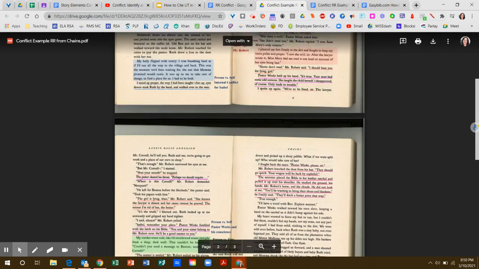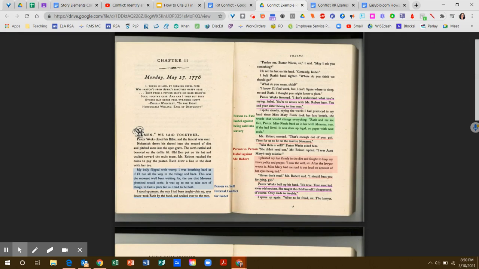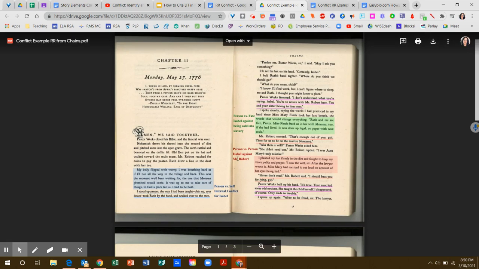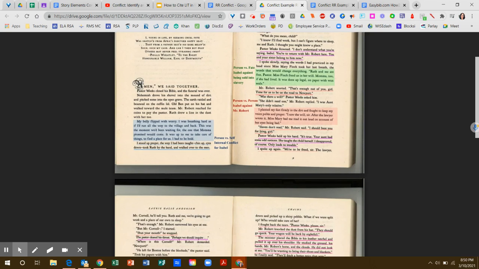So when I was thinking about the type of conflict that I wanted to analyze for this story, for this reading response, I thought about doing the person versus person, like when Isabel is going against Mr. Roberts and there's this conflict there where he calls her a liar. But I felt like that was a little too obvious.